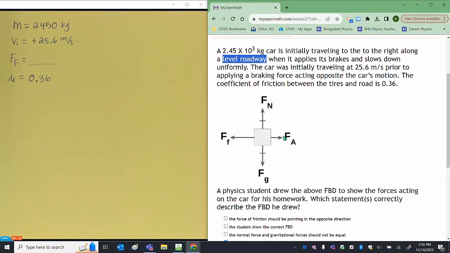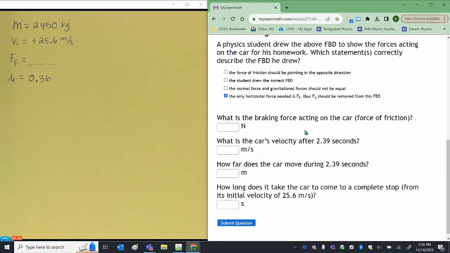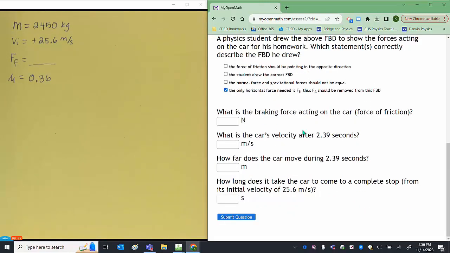Because remember, this diagram, I said if we remove FA, it's correct. And so the net force, the only force that's not canceled out, will be force of friction. So that FF will be my net force, and I can use that to find my acceleration or whatever calculation I'm doing. So then that's the first step. What is the braking force acting on the car?